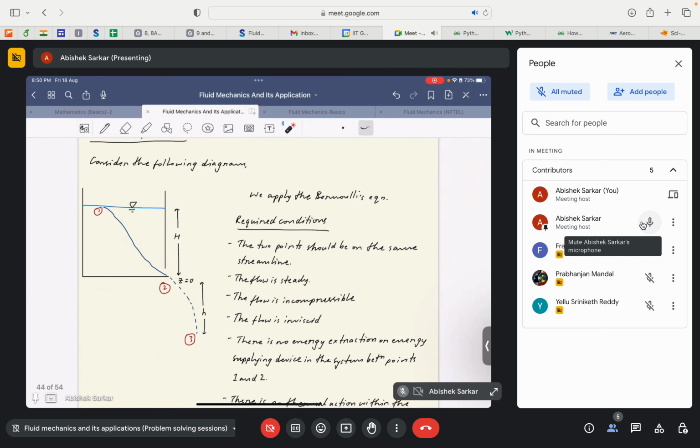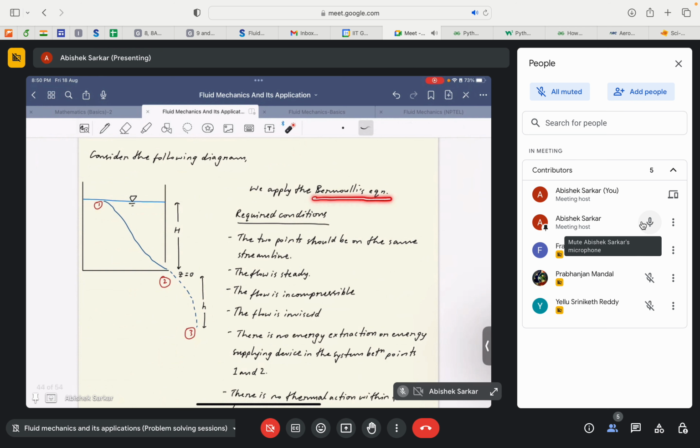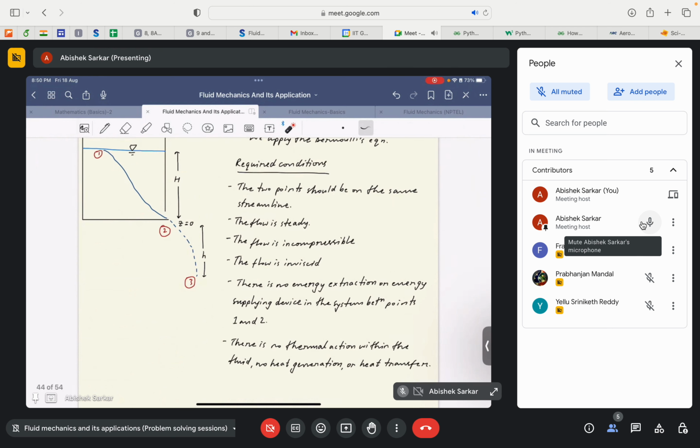To apply Bernoulli's equation we need to make certain assumptions. First, we assume that points 1 and 2, point 1 at the free surface and point 2 just at the outlet, lie on the same streamline. The flow should be steady, incompressible, and inviscid. And again, no energy interaction, and no thermal interaction. Given that all these points are satisfied, we can now apply Bernoulli's equation at these 2 points.